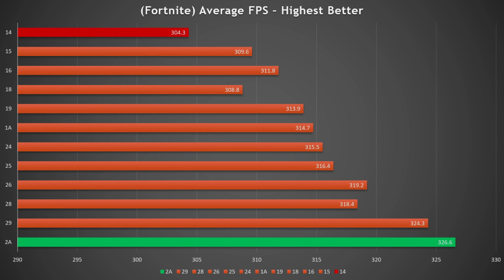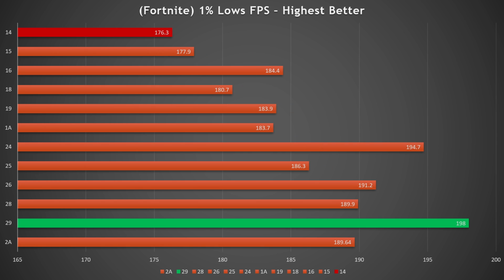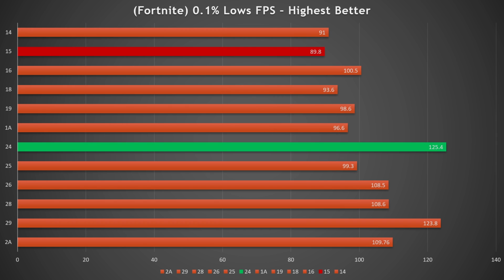In the FPS part, the FPS was captured and analyzed with CapFrameX. The average FPS was best with the 2A value, and the worst was with the 14 value. 1% low was best with the 29 value and worst with the 14 value. 0.1% low was best with the 24 value and worst with the 15 value.